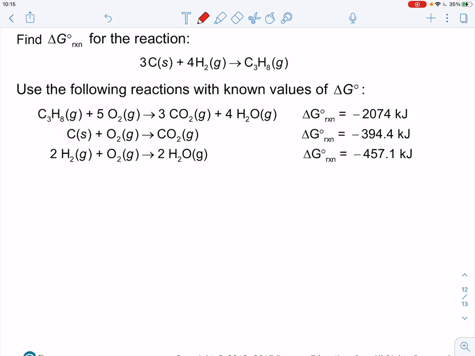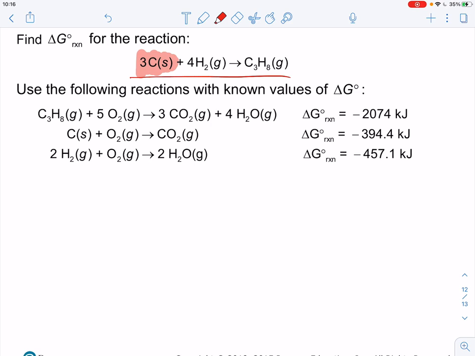So we have our reaction of interest, which is this one. Okay? And we have 3 reactions. Basically the protocol here is that you start looking for every single substance that you have in your reaction of interest. You try to locate them in your set of reactions. So it doesn't really matter which one you start with. So let's assume that we start with carbon here.